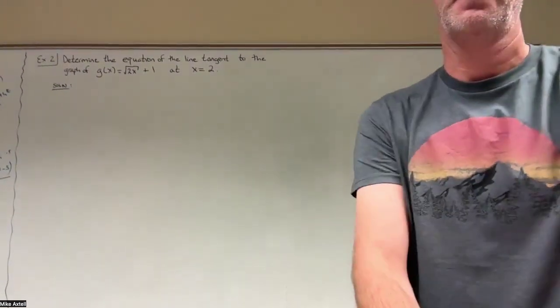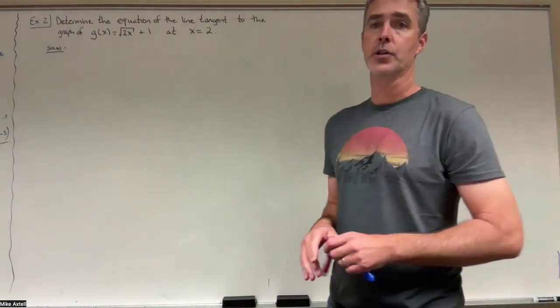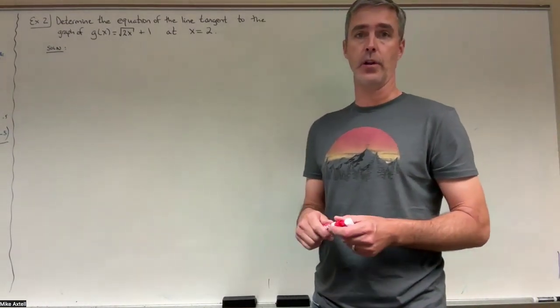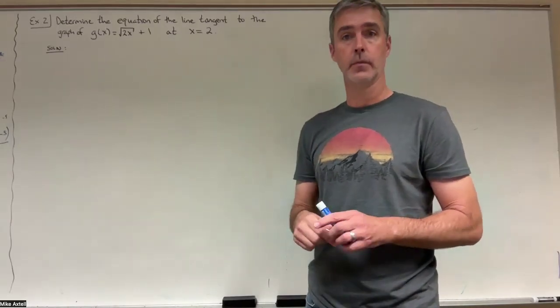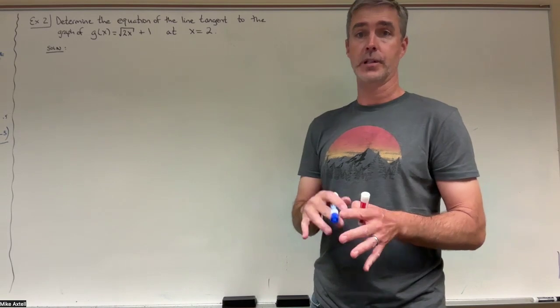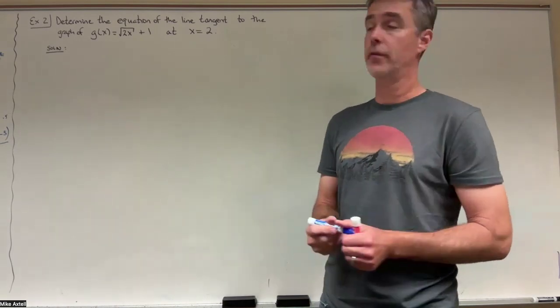All right, so now, slightly different question. I need to determine the equation of the line tangent to the graph of this function g at x equals 2. So I don't just want the slope of the tangent line, I want the whole equation of the tangent line. And I'll just remind you of a few things.